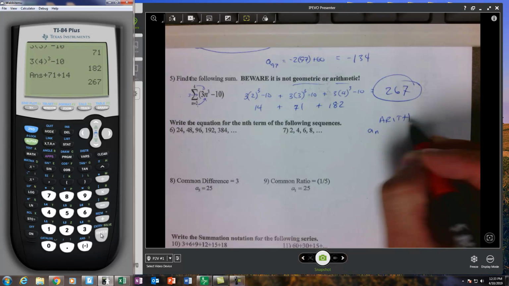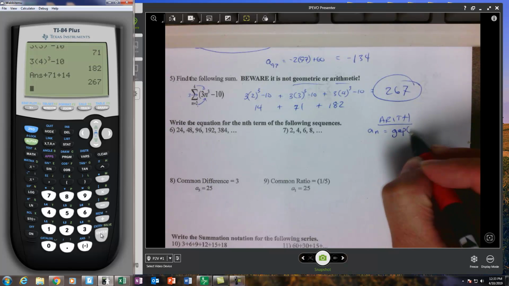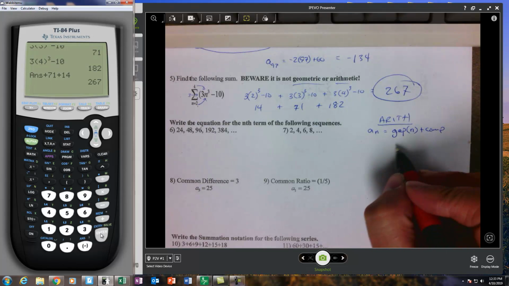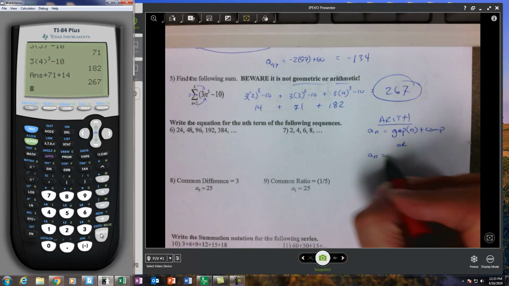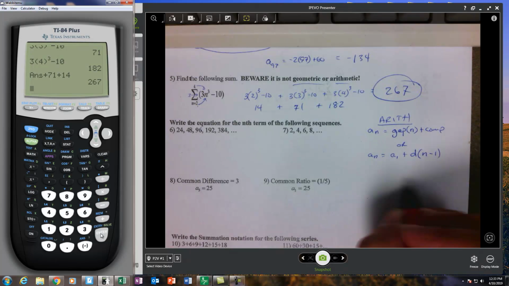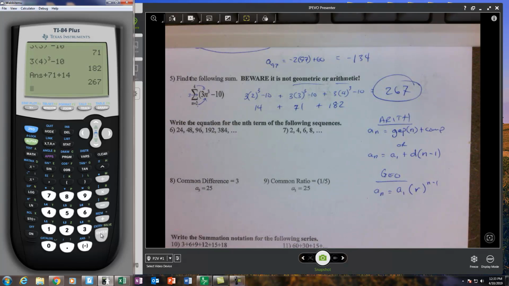it could be a sub n equals the gap times n plus compensation, or a sub n equals a sub 1 plus d times n minus 1. I'll show one of each of those, and then if it's geometric, you would do a sub n equals a sub 1 times r to the n minus 1. So you're going to have to choose one of those equations based on the type of problem you're looking at.